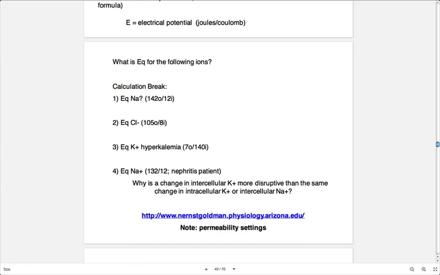But what I want you to do is calculate the equilibrium potential for potassium for our patient with hyperkalemia. So this was our patient with nephritis. So the kidneys aren't working as well. They're not really secreting potassium. Your serum ion balance is off. And so now you have 7 millimolar outside versus 140 in. So go ahead and now calculate the equilibrium potential for potassium with those values.